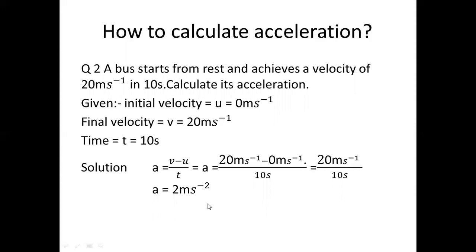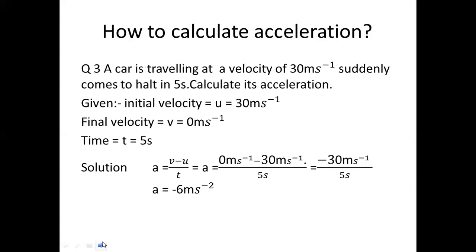So over here, we are getting positive acceleration. Whenever velocity increases, acceleration is positive. Over here, velocity is increasing from 0 to 20. So acceleration is positive in this case, and the direction of acceleration will be the same as the direction of velocity. Next example.